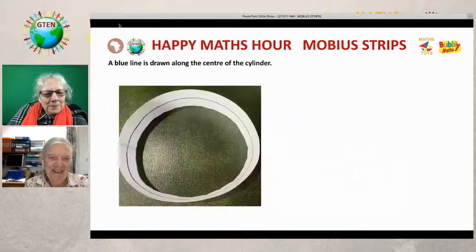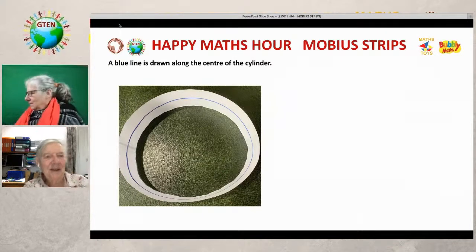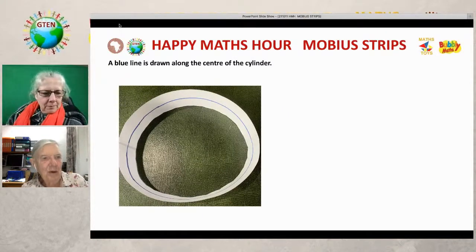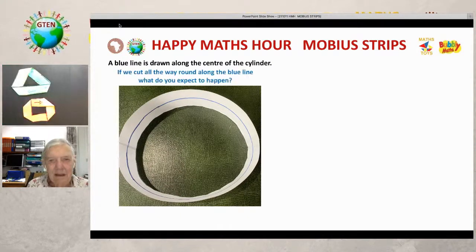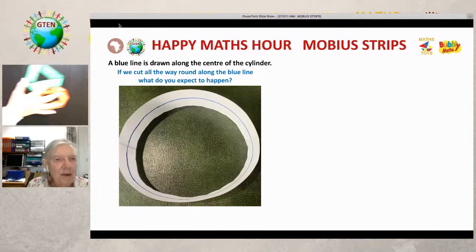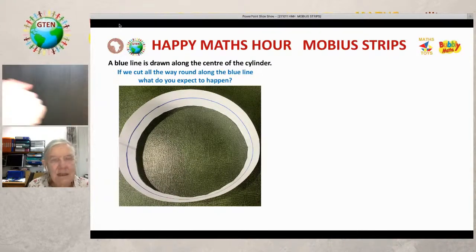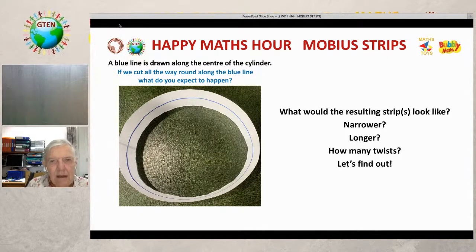Okay, so here we have a blue line drawn along the center of a cylinder. And if we cut all the way around the blue line, what do you expect to happen? The resulting strip, what would it look like? Would it be narrower or longer? How many twists would it have? So Caroline, would you like to show us?